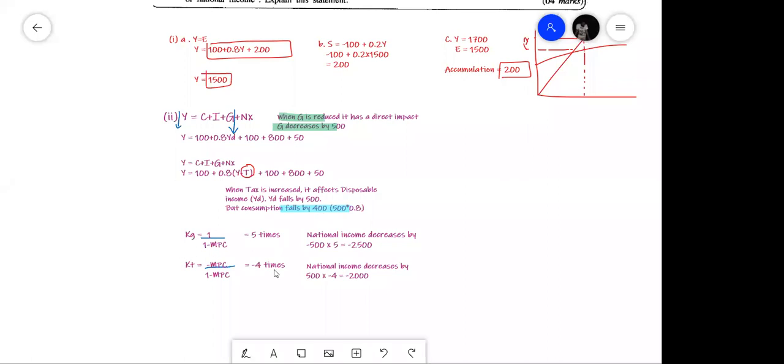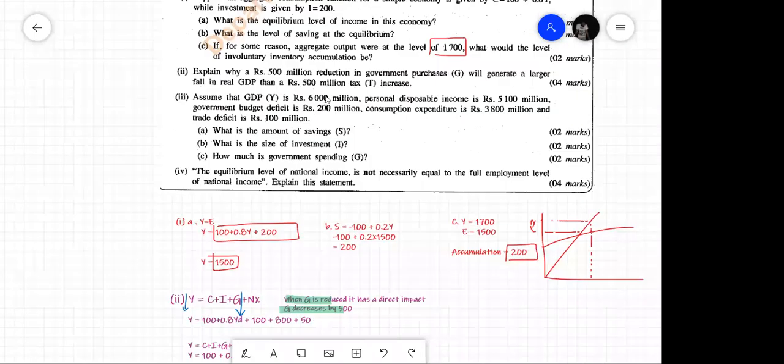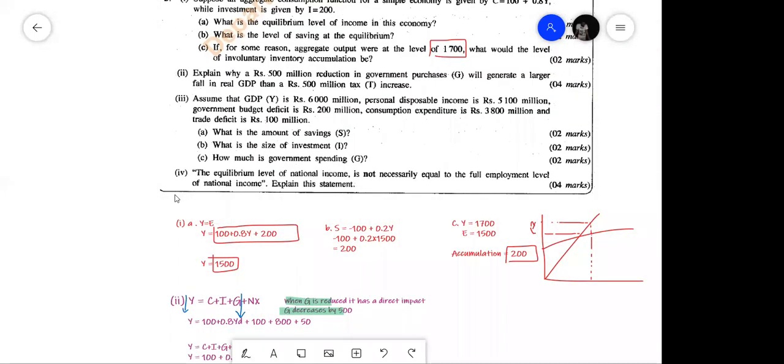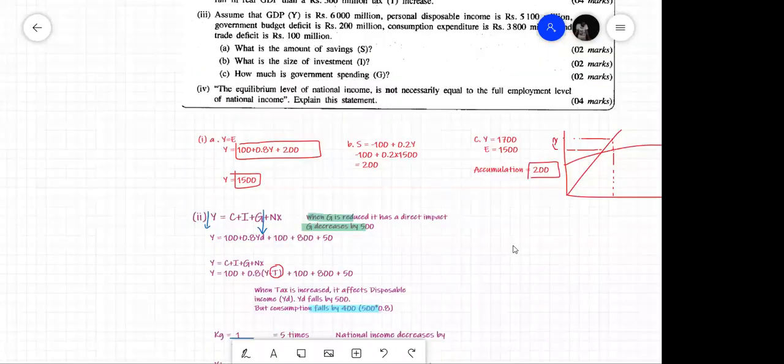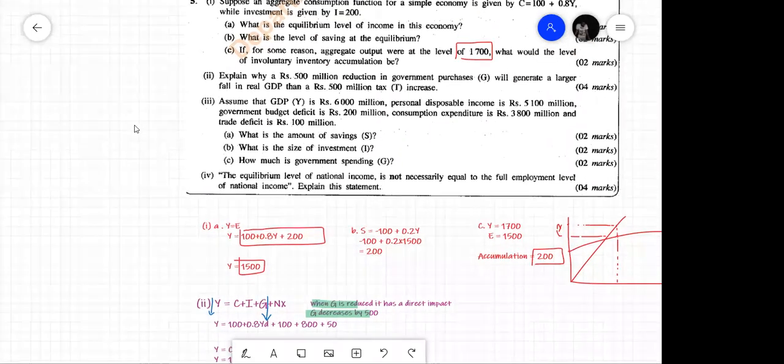So this is 5 times, this is minus 4 times, right? Guys, MPC, I just assumed and gave a number. In your question, you can assume MPC is 0.8, and then you can calculate the multipliers and show, to prove your point, that national income decreases by a larger amount here than here. Okay, that's about part 2.